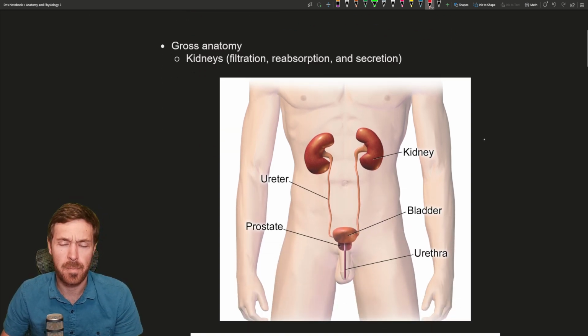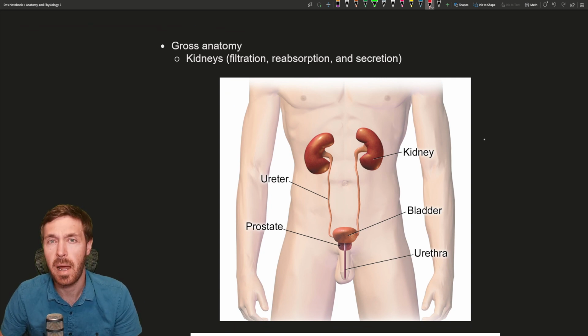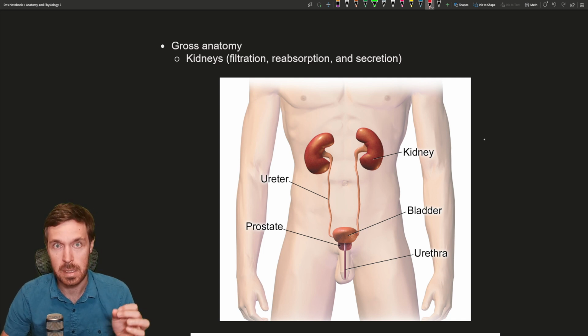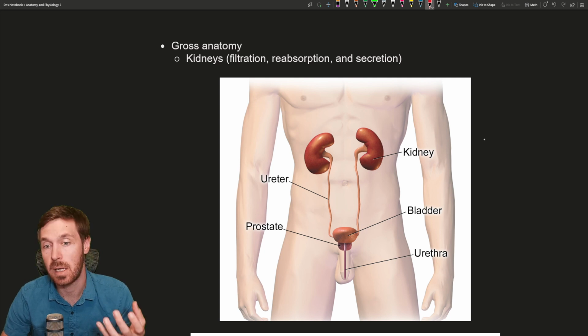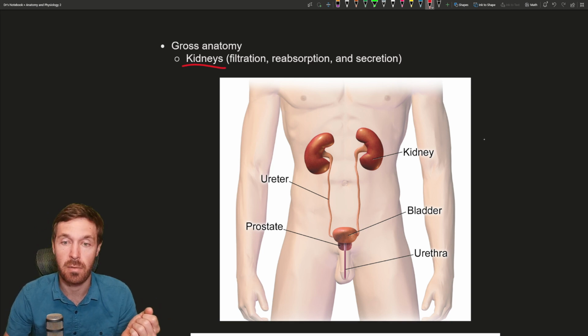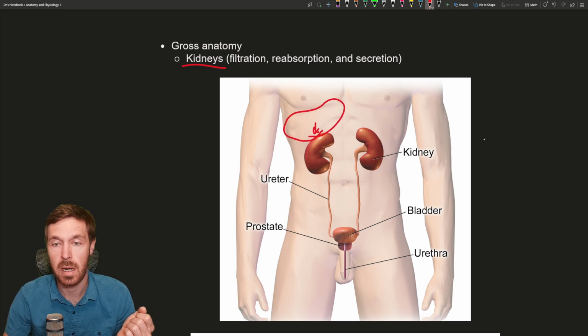So first, we're going to be looking at the gross anatomy of the urinary system. Now, we're going to look inside the kidneys themselves next video, where we're going to look at the loop of Henle and things like that, how filtration actually happens in the kidney. Right now, we're just generalizing and looking at the gross anatomy outside the kidney. So here we have two kidneys, left and right. The right kidney here is slightly lower than the left kidney because your liver is located right there.